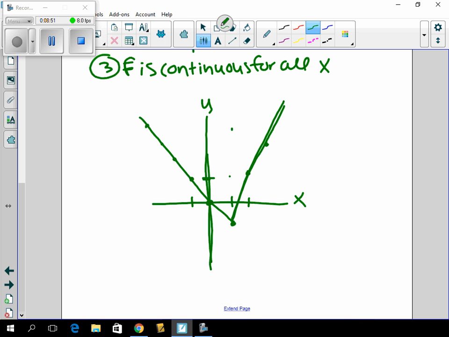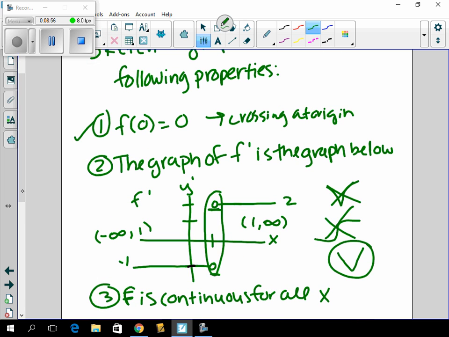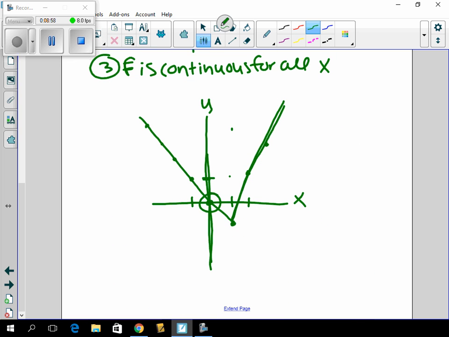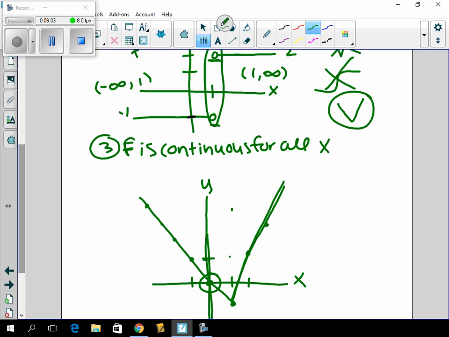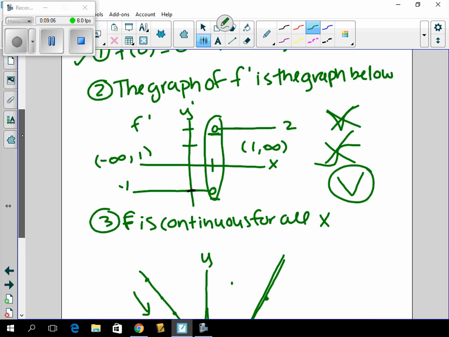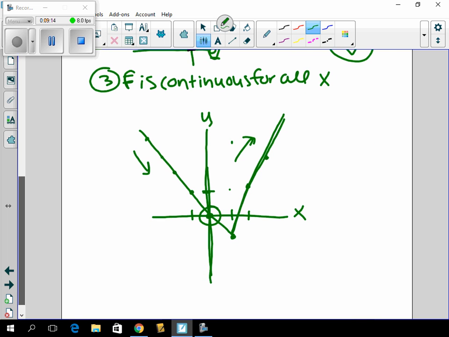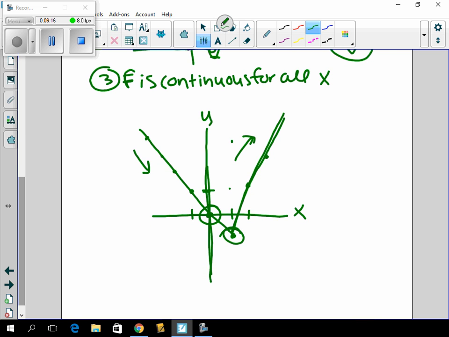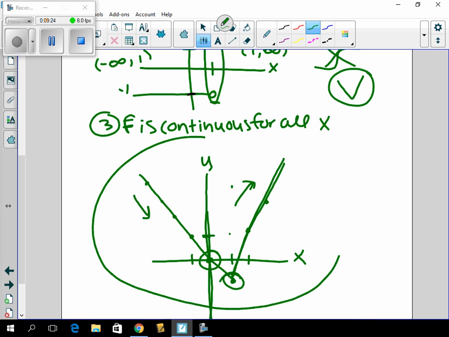So if I go back and double check all my criteria, did I cross at the origin? Yes, I made sure I had that point right there. Was my slope negative 1 from negative infinity to 1? Yes, it was going down. Was my slope positive 2 from 1 to infinity? Yes, it was going up. And do I have that non-differentiability at x equals 1? Yes, I do. It is an absolute value. But we know that f is continuous for all of x. So this is going to be our graph of f.